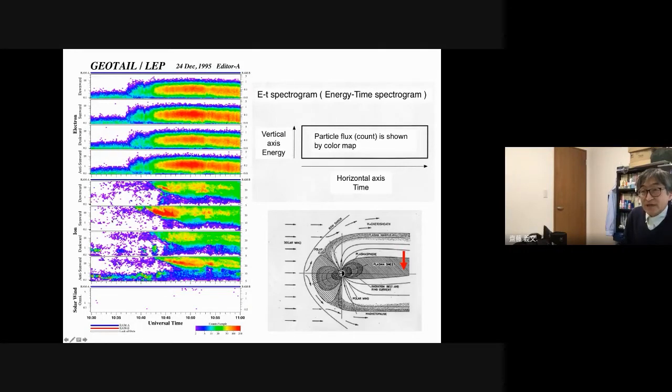As you can see, in the lobe region, we can see only low energy ions flowing tailward. And as the spacecraft went into the plasma sheet, hot ions and hot electrons are observed. So this kind of data can be obtained.